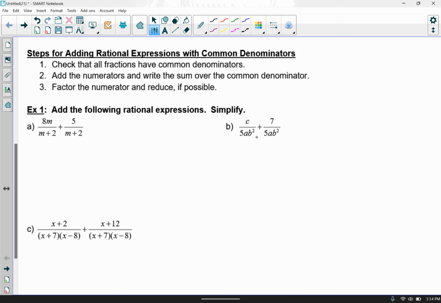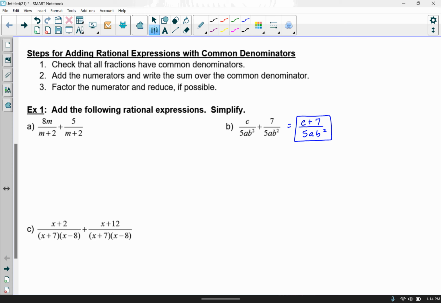So you'll notice here in letter B, they have the same common denominator, so we will keep that denominator of 5ab squared. And then up top, we are just adding c plus 7. There's nothing I can do further as far as trying to factor that any further, so that would be my final answer. Okay, letter A would work very similar to that one. All right, let's come over to letter C.